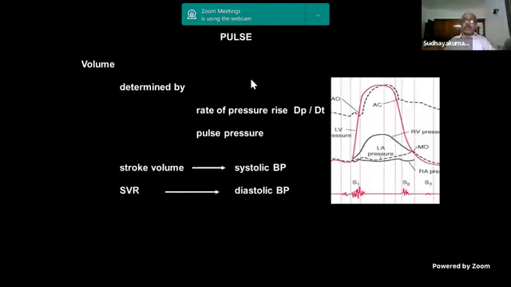So the pulse, the basic simple things: the volume is determined by stroke volume, which in turn determines the pulse pressure. Another important thing is the rate of pressure rise, how it rises. Because what you are feeling is this thrust. If the rate of pressure rise is fast, if it is high, the same volume pulse may be felt as a high volume. Stroke volume determines the systolic pressure, and the diastolic pressure is determined by the systemic vascular resistance.